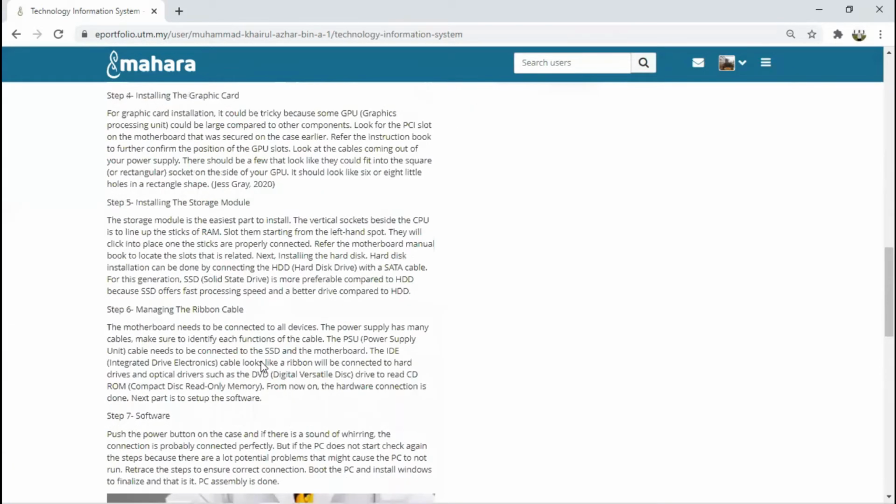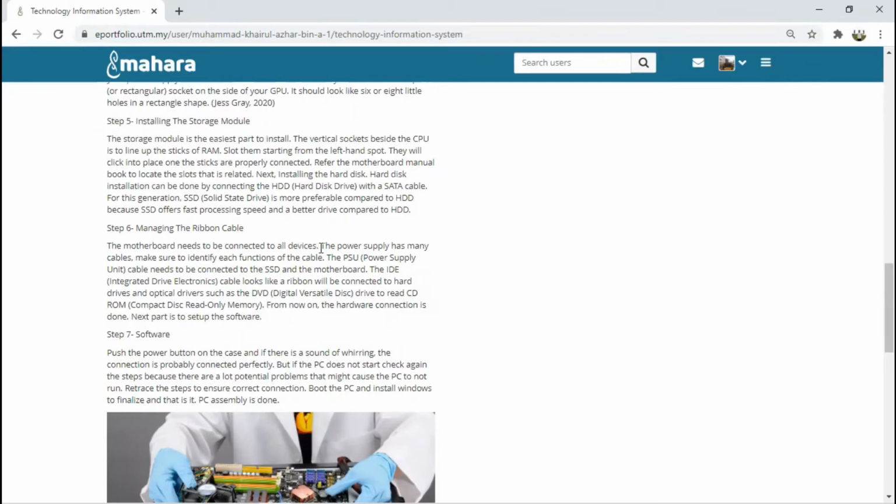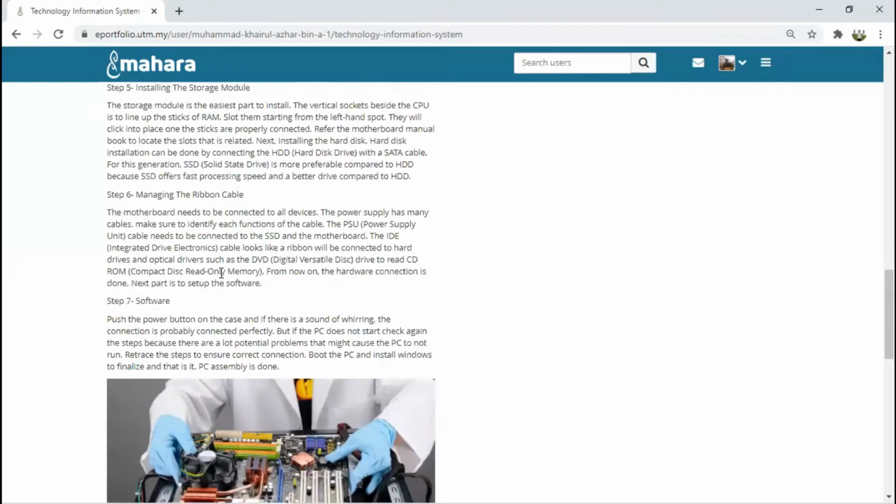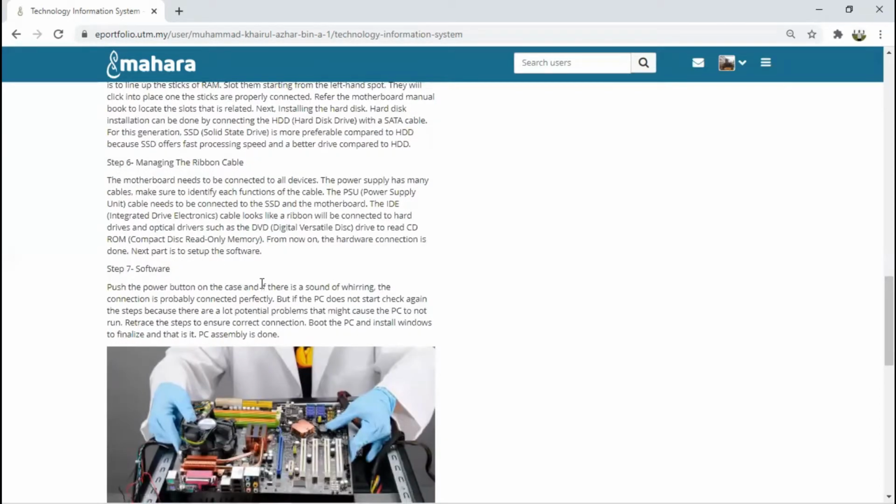Okay, the 6th and 7th steps are pretty easy. Just manage the ribbon cable and make sure all the connected devices are correct, and then try to boot up the PC, and if the PC starts, then you're good to go. So the PC is good.